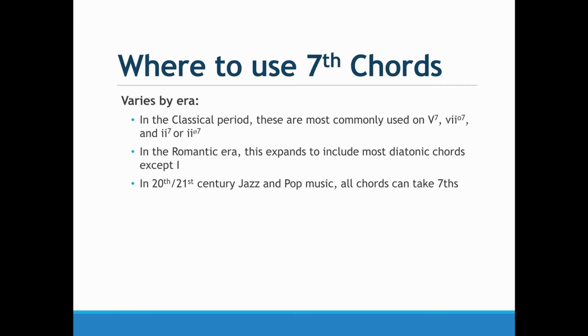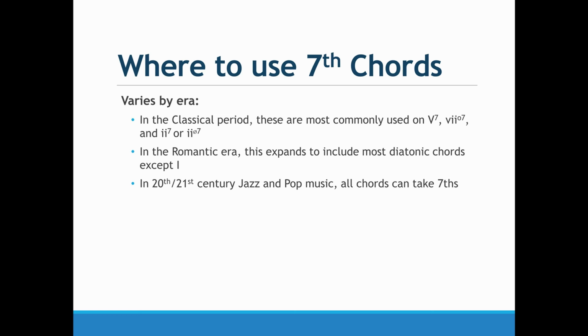In this course, we're going to talk about using 7th chords according to the type of repertoire that we're looking at. Because the use of 7th chords varies pretty dramatically by era and by musical style. So in the classical period, 7ths are most commonly used on the 5 chord, on the 7 chord, and on the 2 chord. And you may have learned last year in 191 that you could only write 7ths on these chords. This is true of classical style, but as musical styles developed, the rules regarding these 7ths started to change.